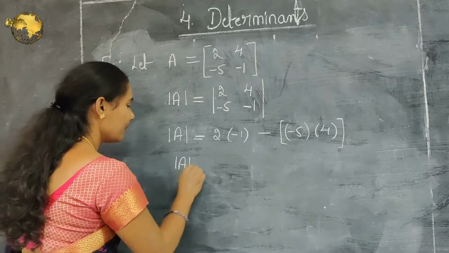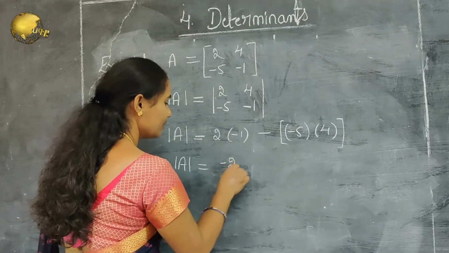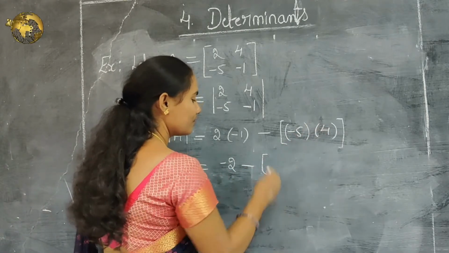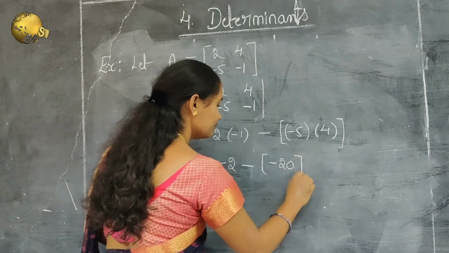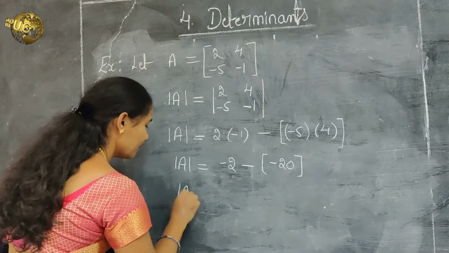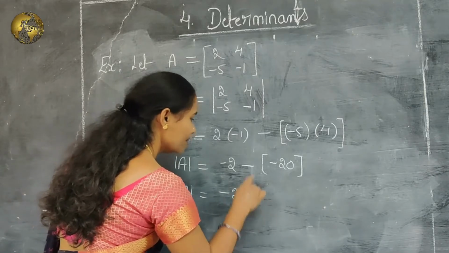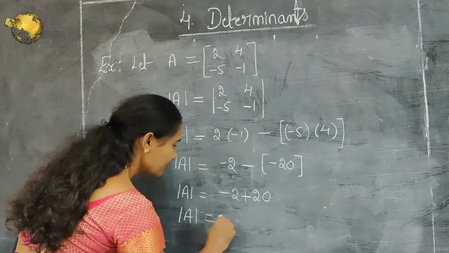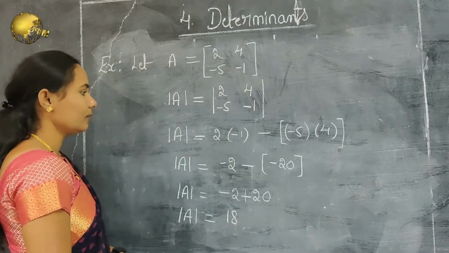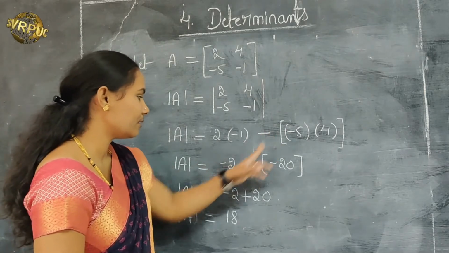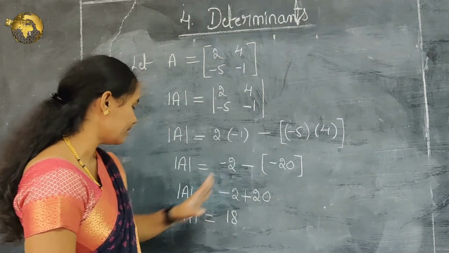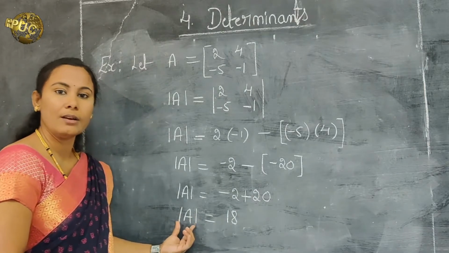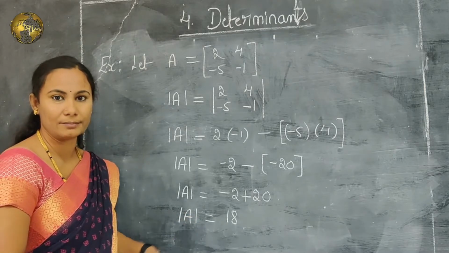So determinant of A is equal to 2 into -1, which is -2, minus (-5)(4), and -5 fours are -20. So determinant of A is equal to -2 minus into minus, plus 20. That means the determinant of A value is 18. Here, because of the minus sign, we took this bracket. This is not a matrix, and this is always the matrix determinant symbol. It is not a modulus symbol. You have to remember that.